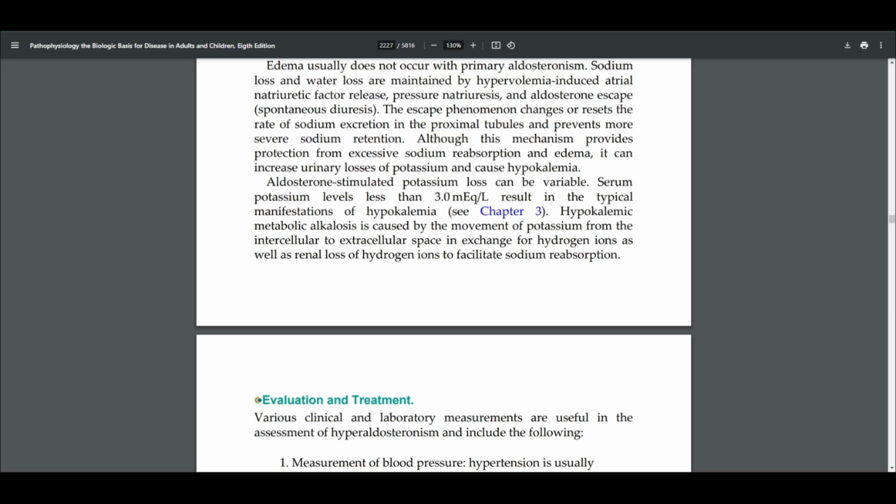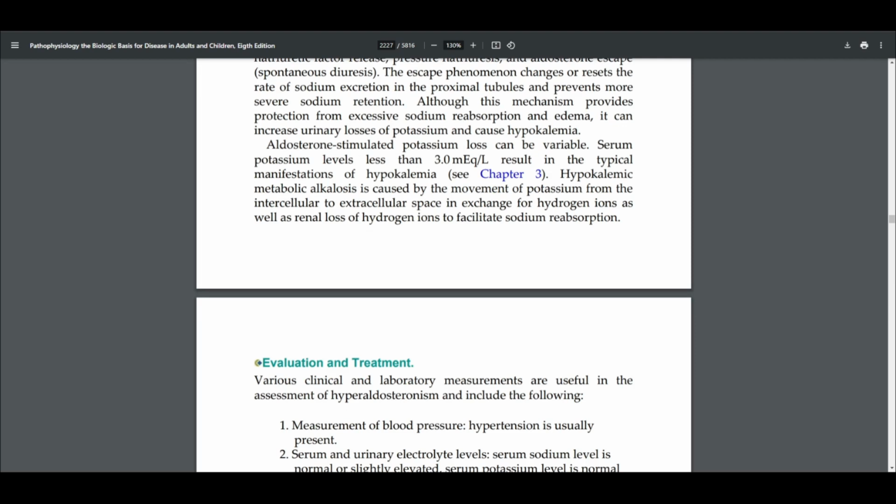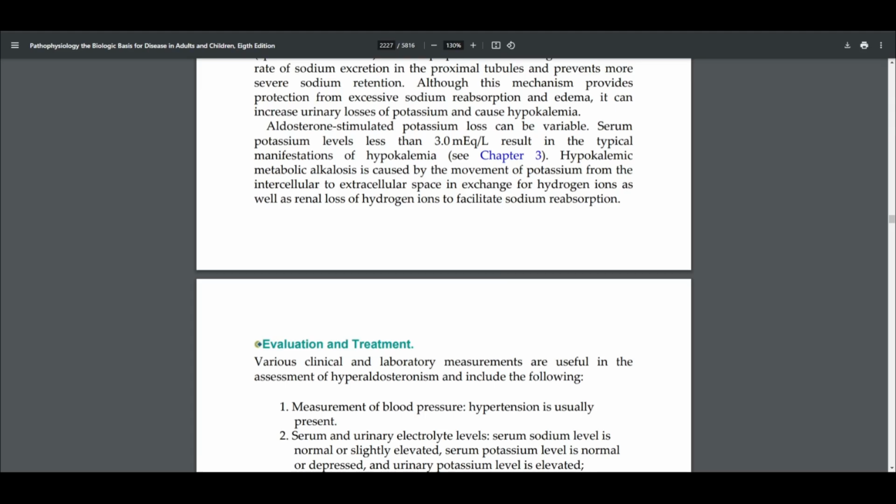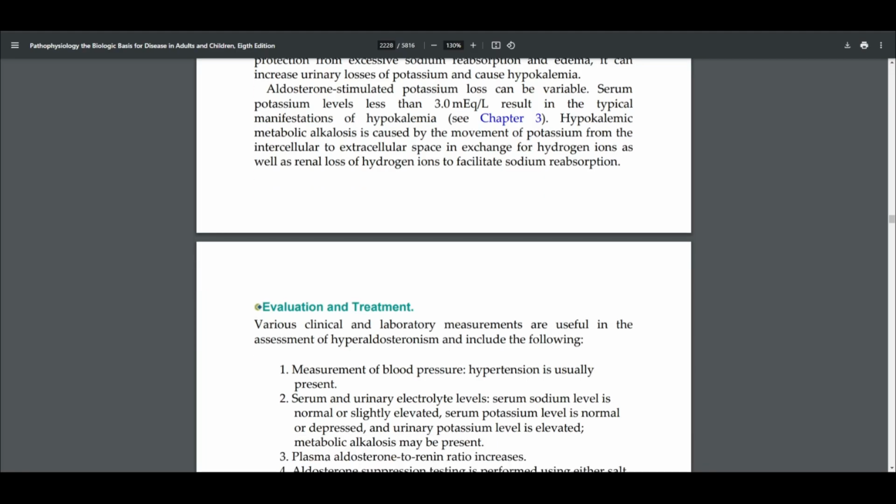Aldosterone-stimulated potassium loss can be variable. Serum potassium levels less than 3.0 result in typical manifestations of hypokalemia. Hypokalemic metabolic alkalosis is caused by the movement of potassium from the intracellular to extracellular space in exchange for hydrogen ions, as well as renal loss of hydrogen ions to facilitate sodium reabsorption.